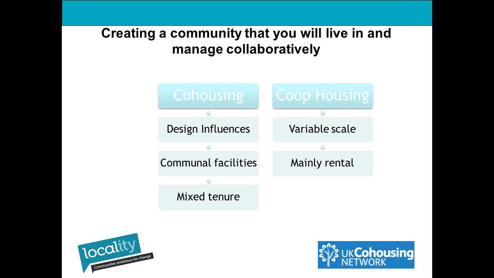And co-housing is at the moment mixed tenure. You've got all mixtures of tenure within that. Cooperative housing, a movement with an incredible history and very variable scale from 2 to hundreds of houses, and you've got a history there, I think, and lessons for any new project around setting up viable scalable projects, and mainly social rented housing.